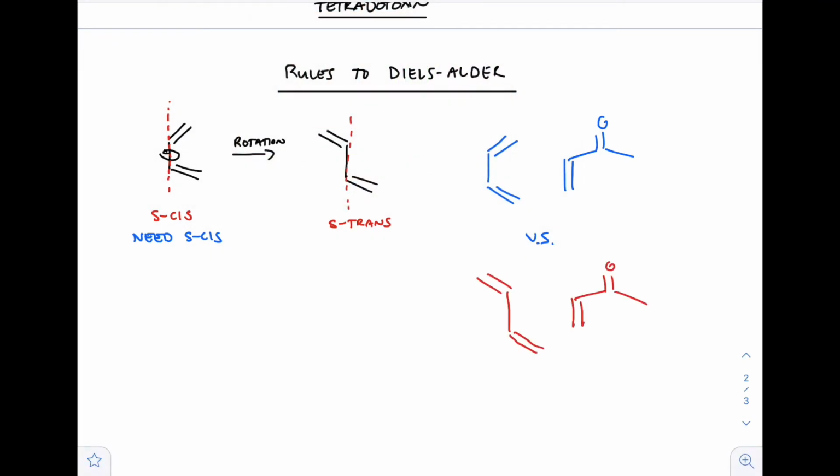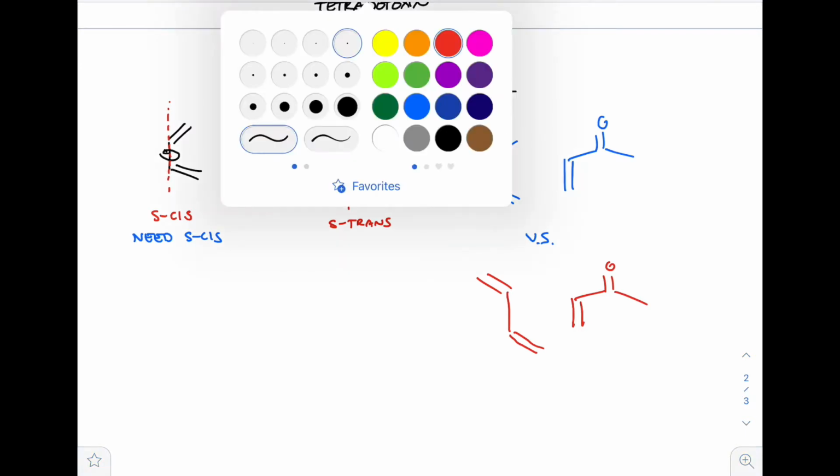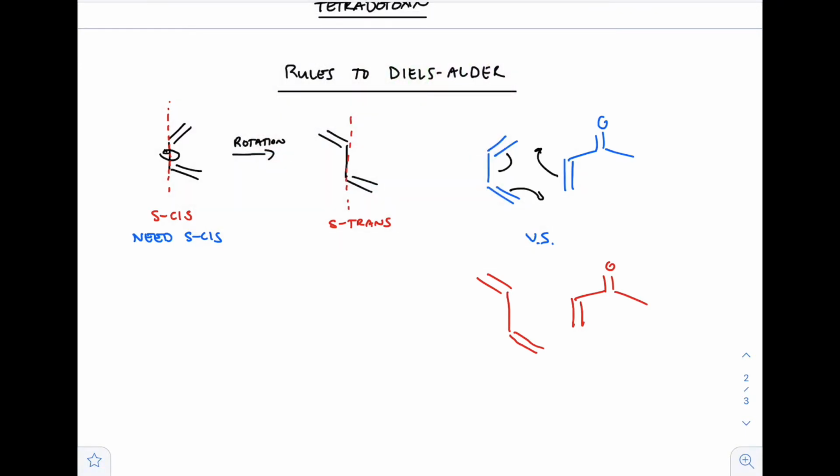And if we draw it as such, the S-trans conformation in red, you can see that the shifting of the arrows doesn't really work out, because the carbon that needs to make that new bond is way over to the left.